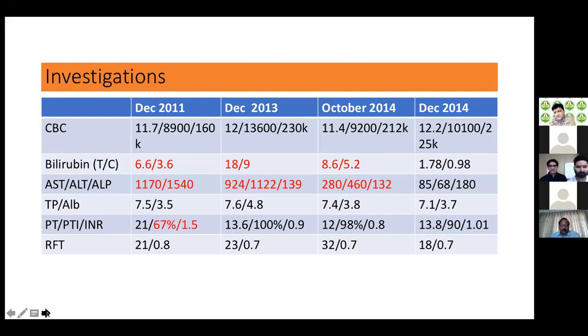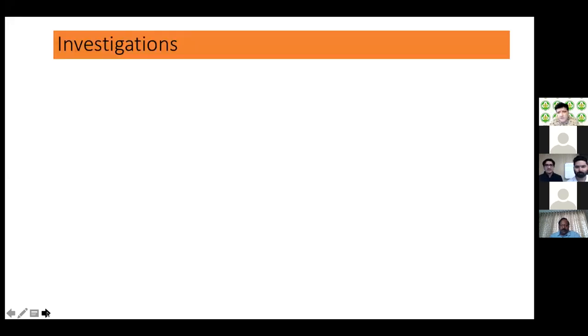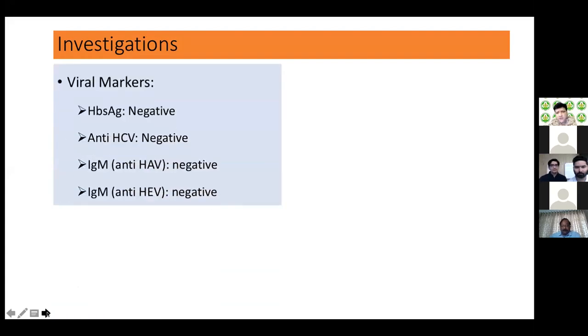So what else do you want now? What further? Sir, since acute hepatic illness is the differential here, I would like to see her viral markers. Okay, we'll show you the viral markers. So all viral markers A to E were negative. What else do you want now?